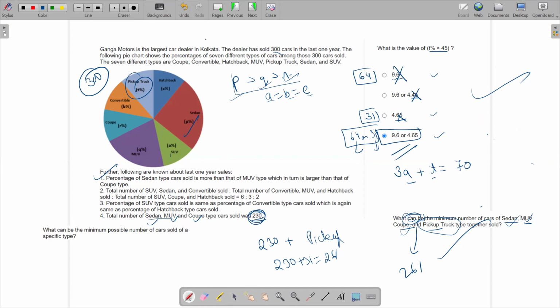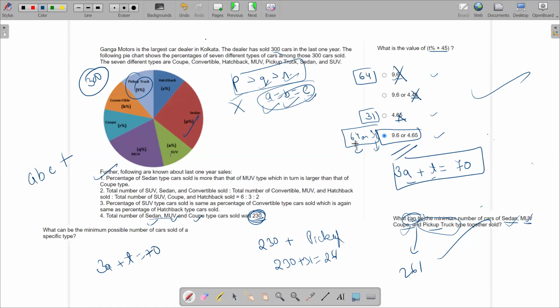Okay, so this will not come in the minimum, okay. And now what remains, PQR is done. What remains is A, B, C, and these all are same only, and T. Okay, so A, B, C, and T. We have one equation that is 3A plus T equal to 70. Okay, now we have two values for T, that is 64 and 31.